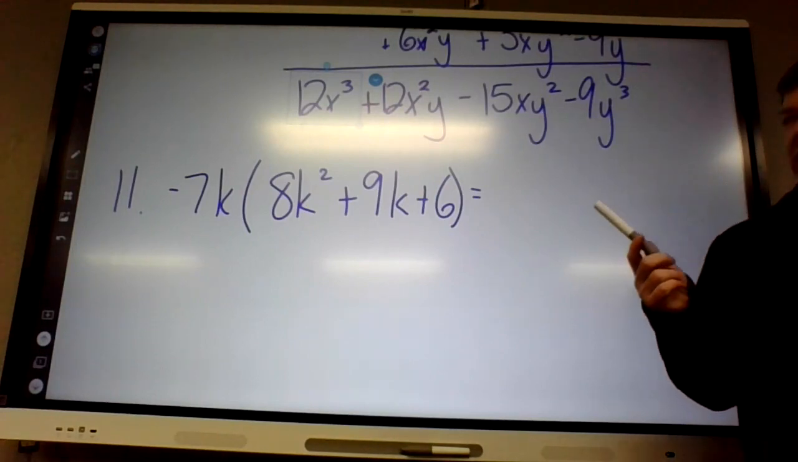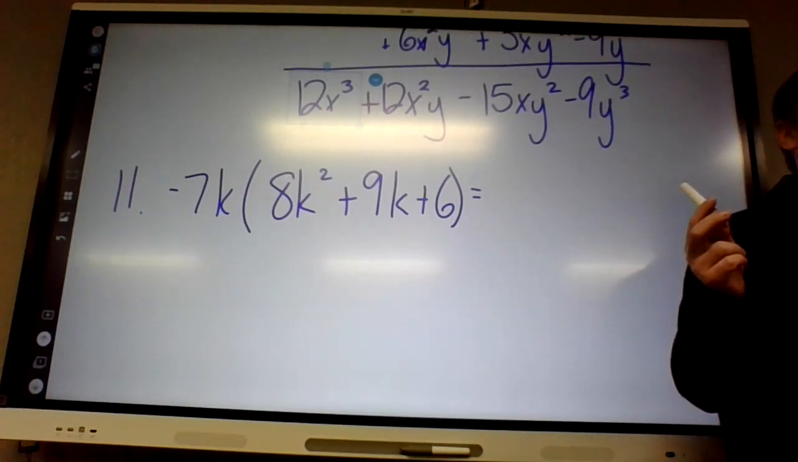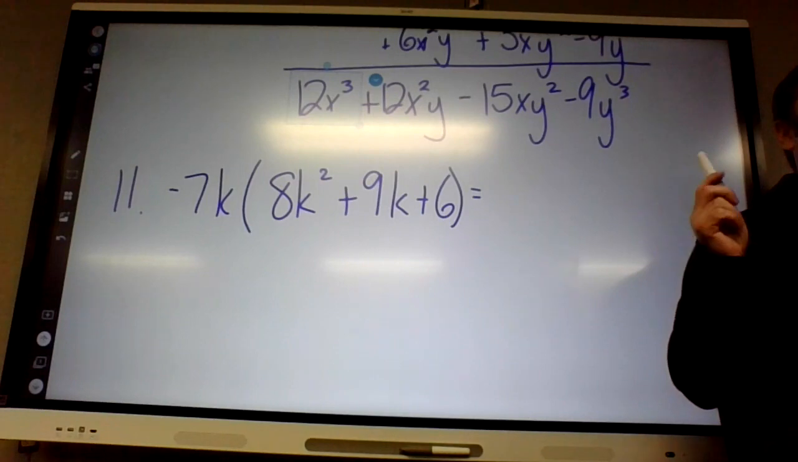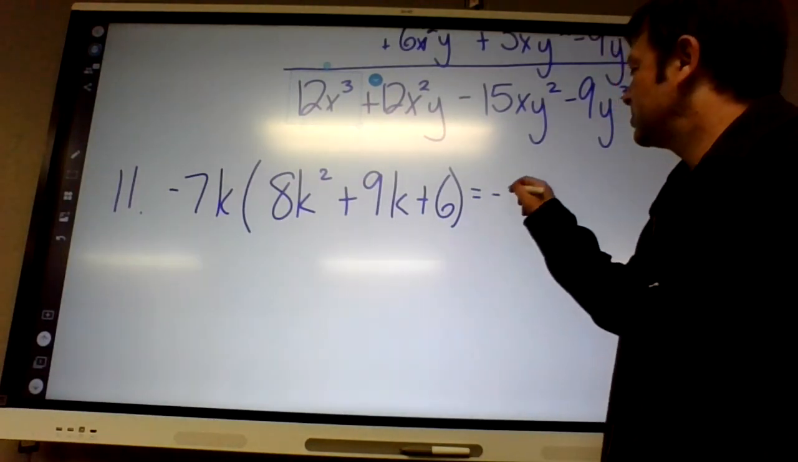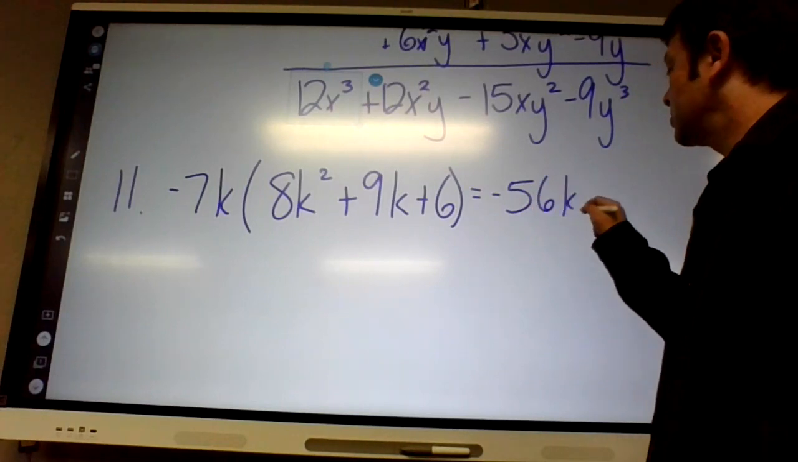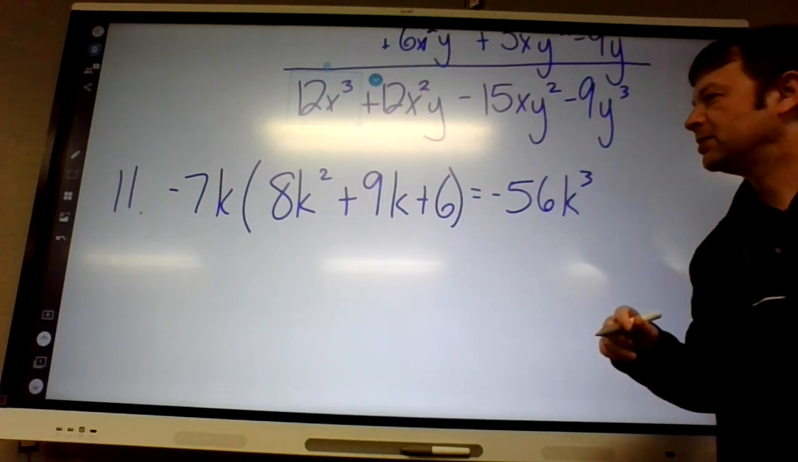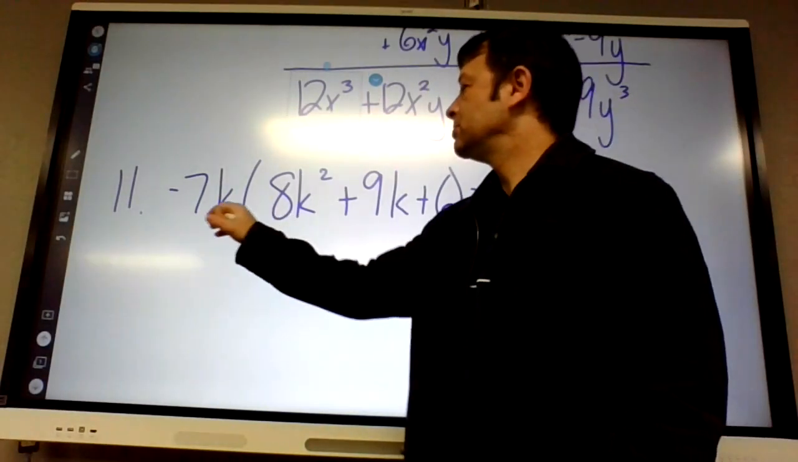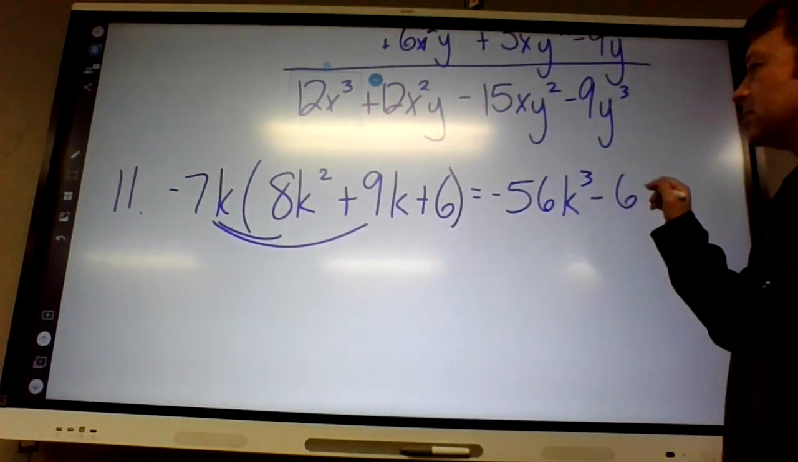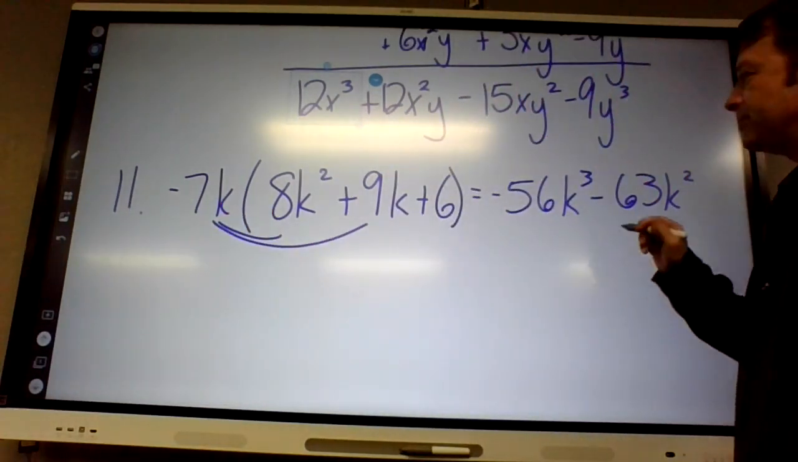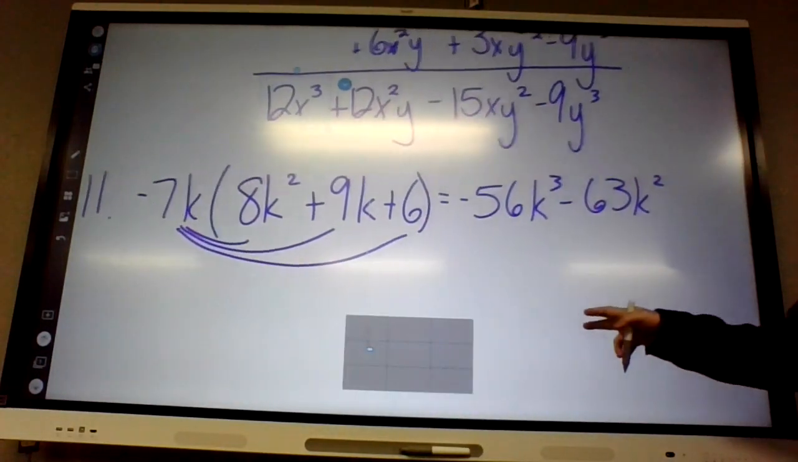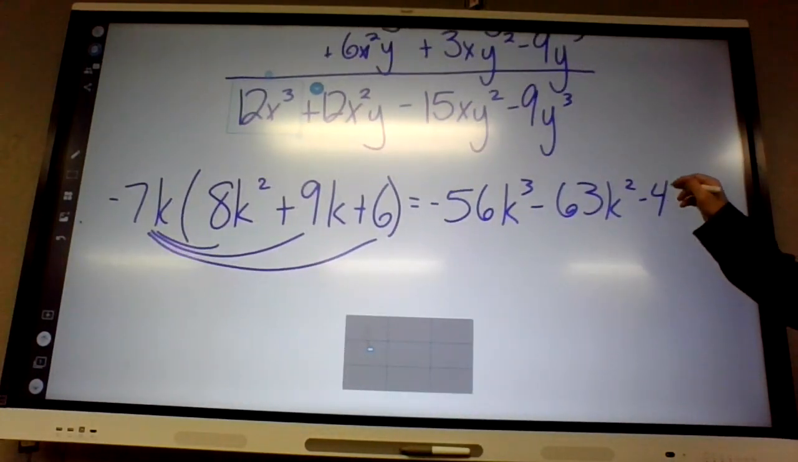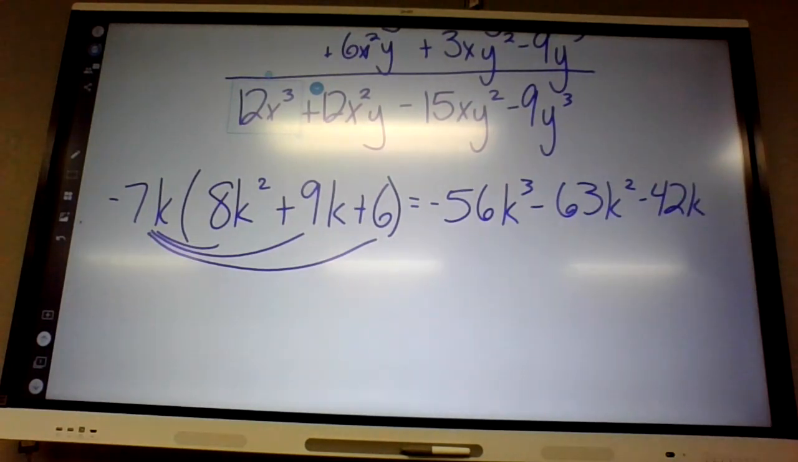Let's see. Does anybody want to volunteer to start? Because we are going to go around. All right, Clayton. Negative 56k cubed, and then negative 63k squared, yep, and then negative 42k. Correct. That's it.